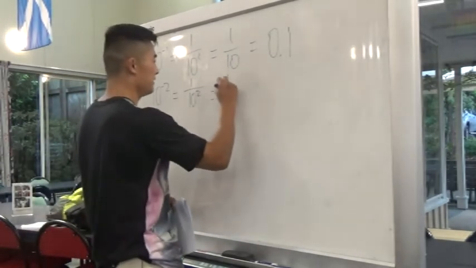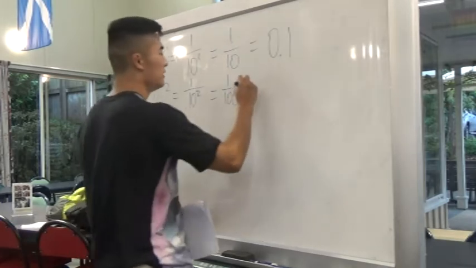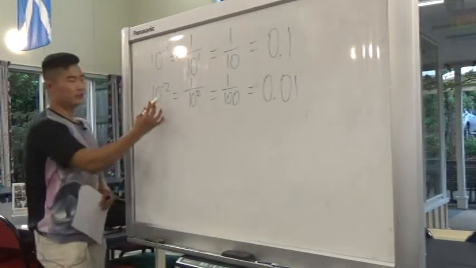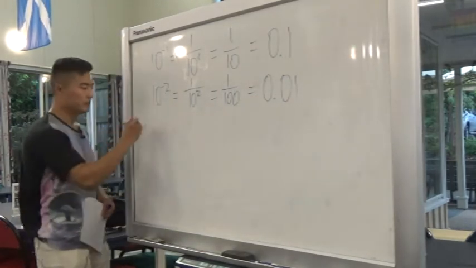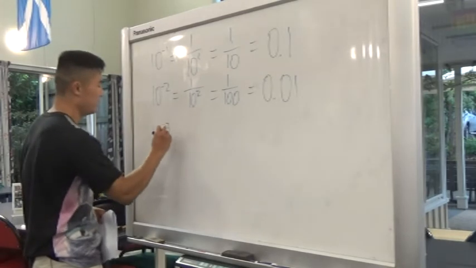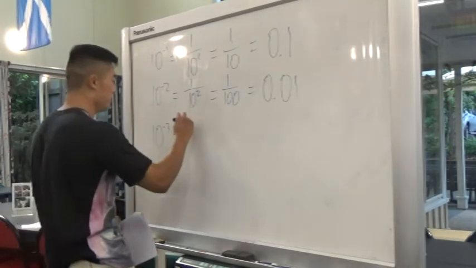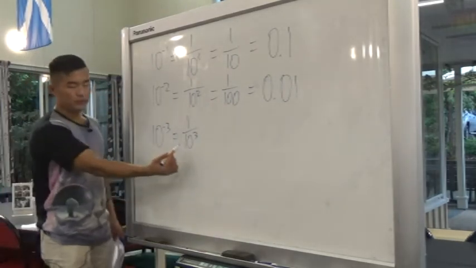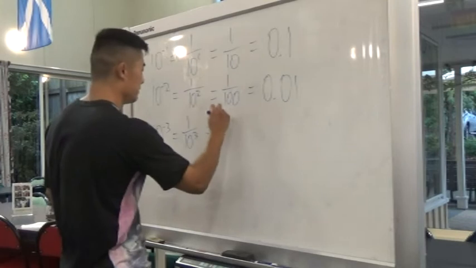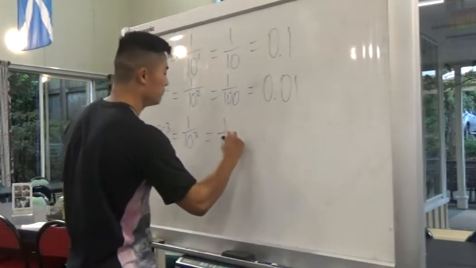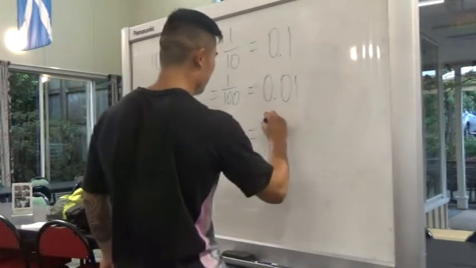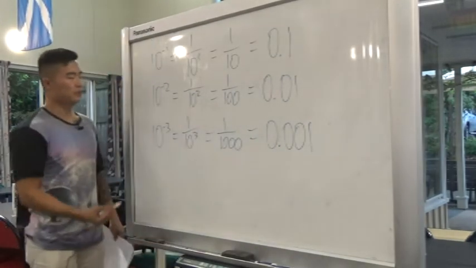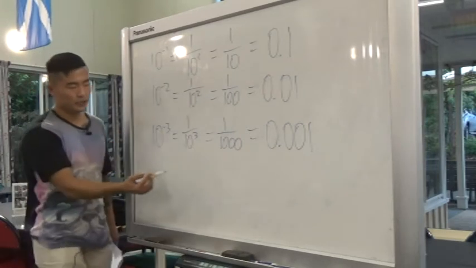10 squared is 100, so 1 over 100 is equal to 0.01. That's 1, 2 zeros, negative 2 here. 10 to the power of negative 3 is 1 over 10 to the power of 3. 10 to the power of 3 is 1,000. So 1 over 1,000 is equal to 0.001. So there's 1, 2, 3 zeros, negative 3 here.